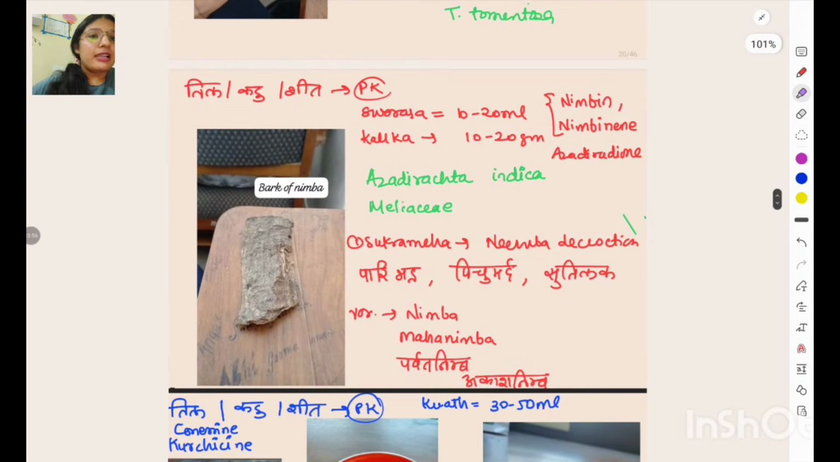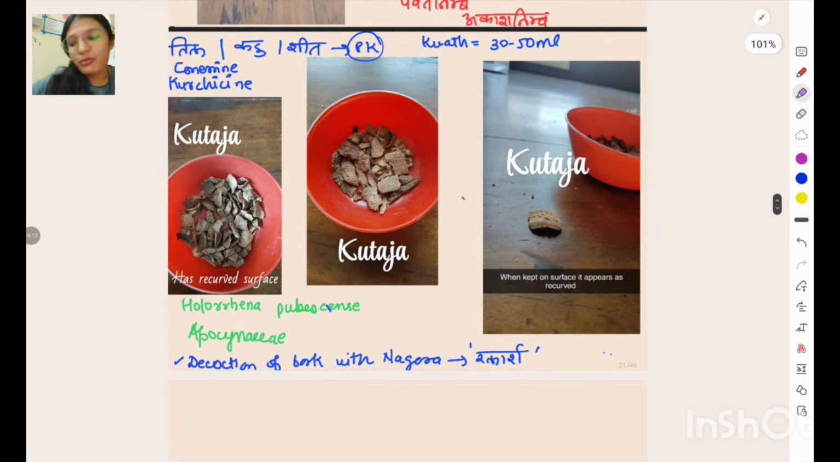Next is the Nimba. Nimba you can easily remember. Now I also have the Nimba specimen. I will show you. This is the Nimba. Azadirachta indica. It's also important. Kutaja is very important, okay. Many times or always it will come, and I have written one thing here. When you keep it on a surface, it will appear recurved because it has a recurved surface. So if you are confused, then you can put your specimen on the surface and if it is recurved, it's Kutaja. Botanical name is Holarrhena pubescens, family is Apocynaceae.